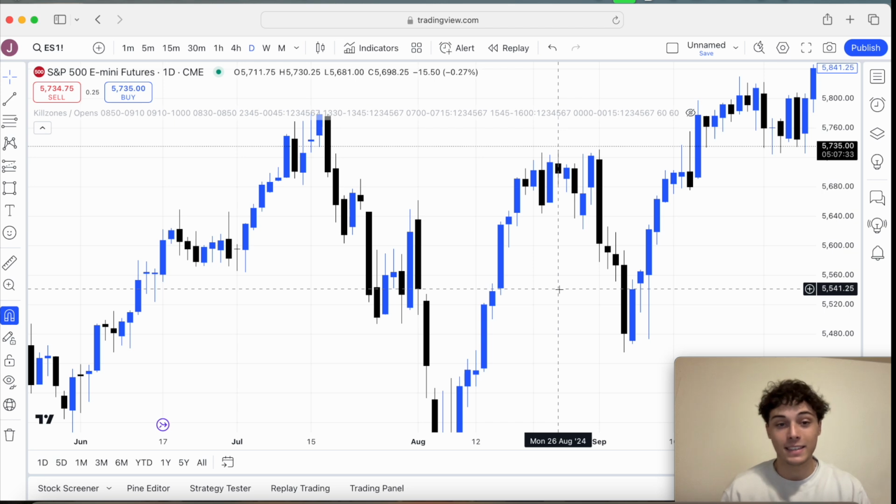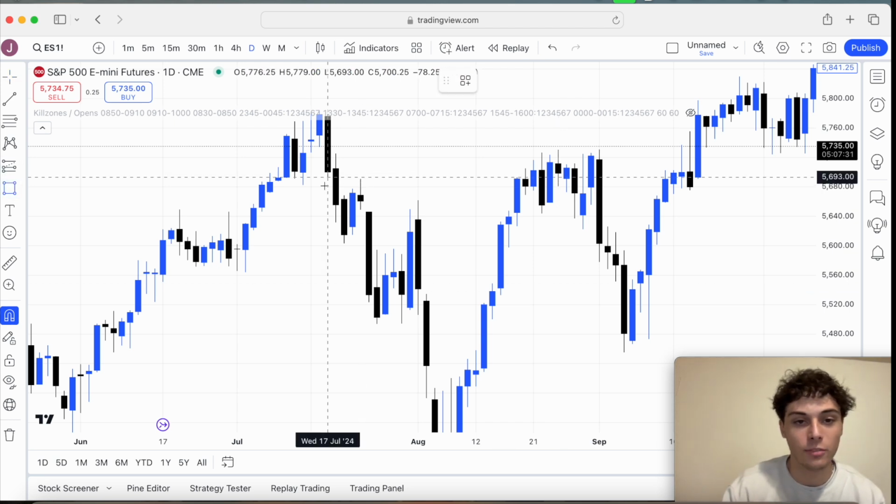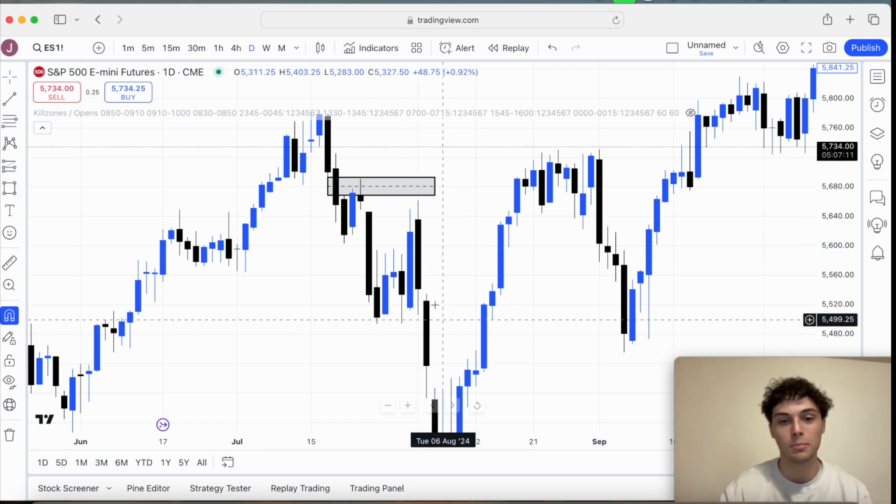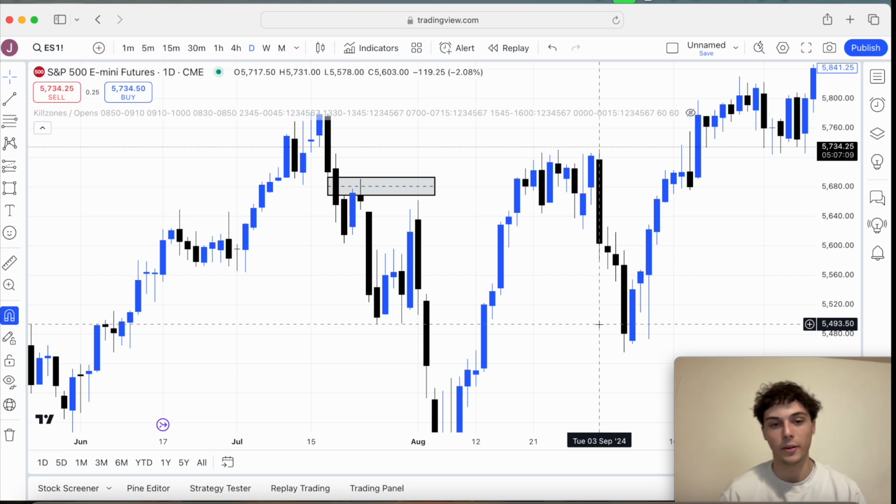It really is that simple. Right here, I'm going to show you guys another fair value gap. Bam. Goes into it, price goes down. It really is that simple. All it does is show liquidity in the market. And we talked about liquidity in a prior video.